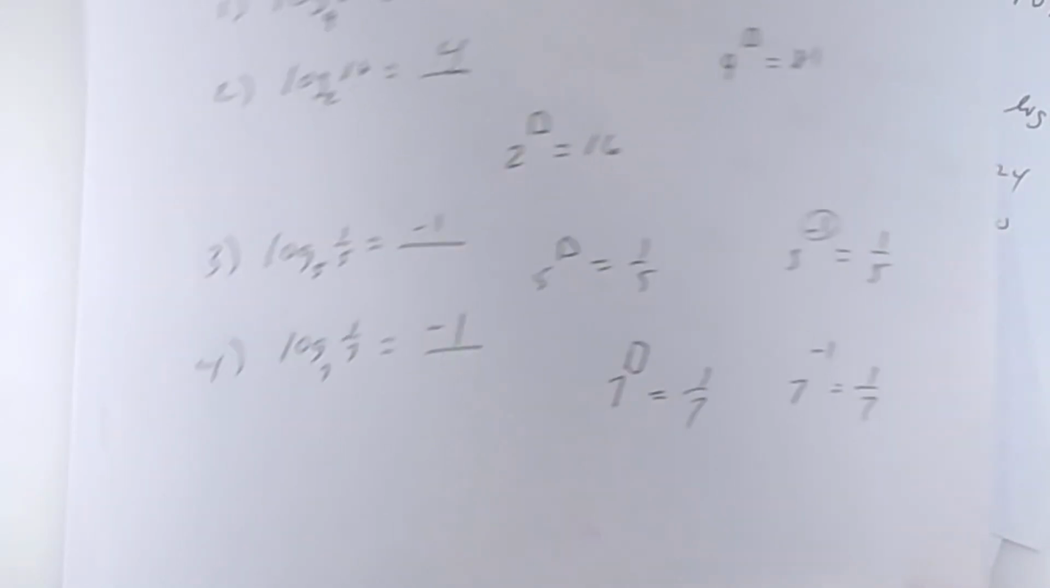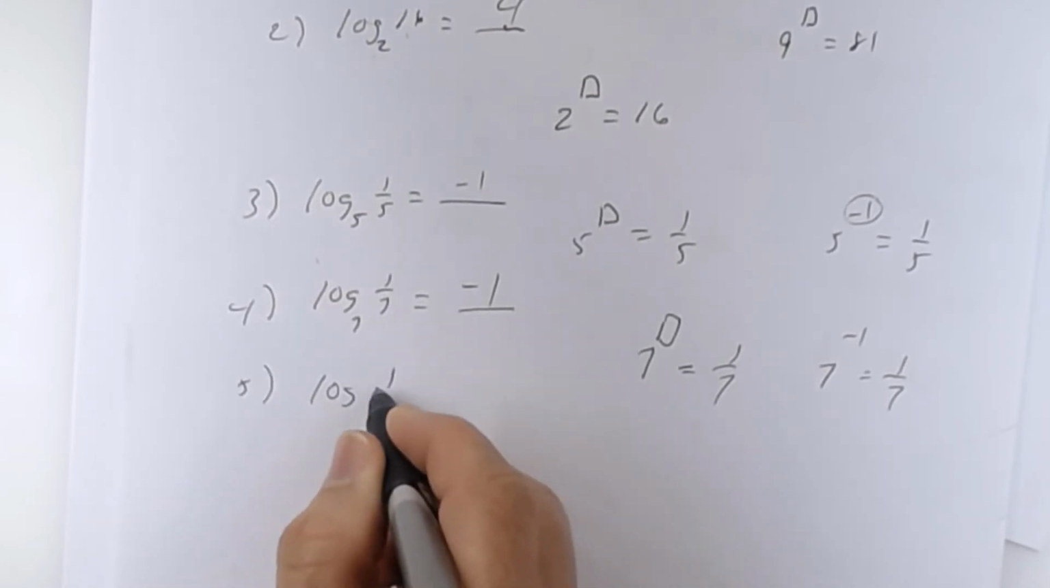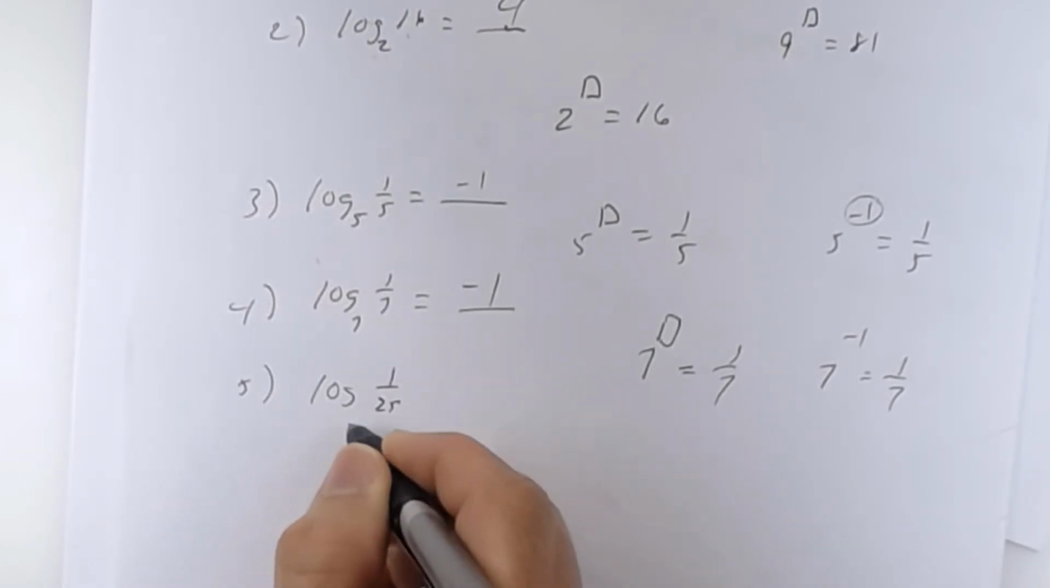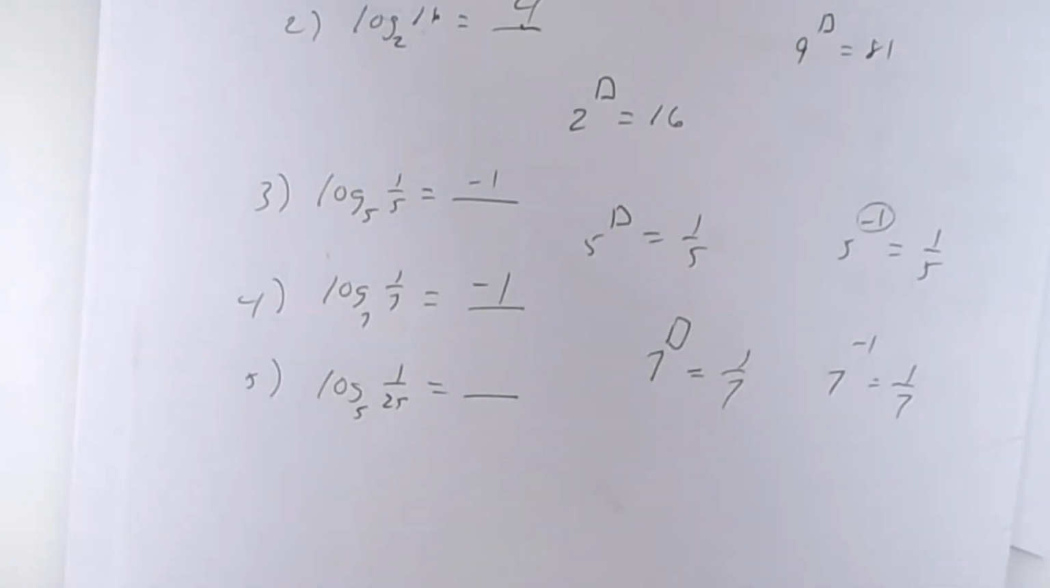Number 5. Log of 1/25 base 5 equals blank. Negative 2. Very good. Negative 2. He really gets the smiley face. He's trying to redeem himself from yesterday afternoon.